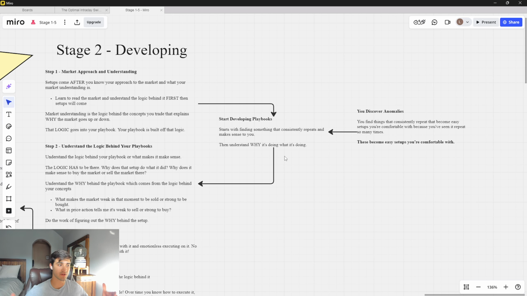So once you understand how you read the market and the logic behind your concepts, you're going to start discovering things that repeat over and over and over again and that makes sense to you. So essentially you have to create a language of how you read price and what makes it make sense to you. In order to create that language, you have to have some sort of framework, something that you can frame the market moves around, that you can apply the logic behind. For me, that would simply be the gap opening at 9:30.